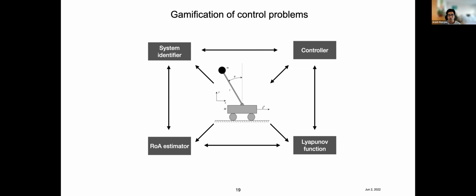This co-training has a benefit for every component. For example, the Lyapunov function can benefit the controller, or it can also benefit the system identifier. And the system identifier can also benefit the Lyapunov function by providing some kind of inductive bias to the network, or the function estimator that is used to capture the Lyapunov function.